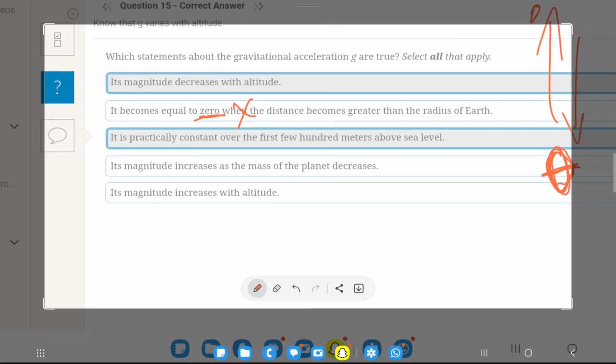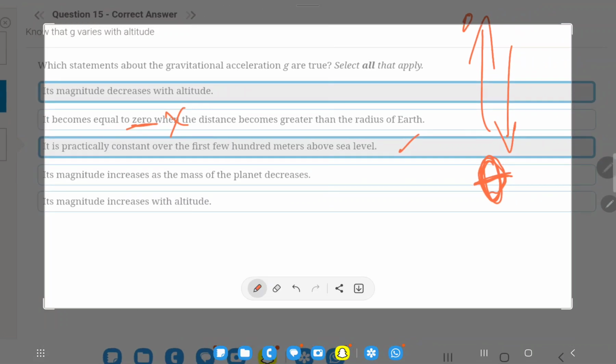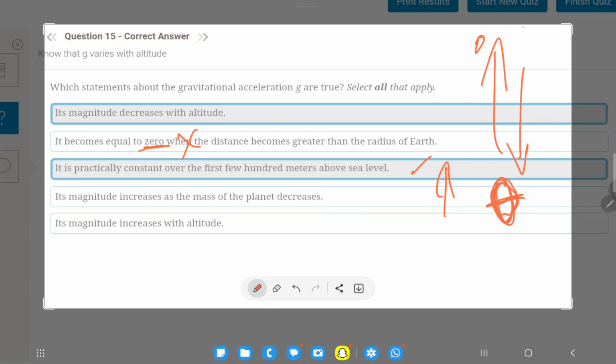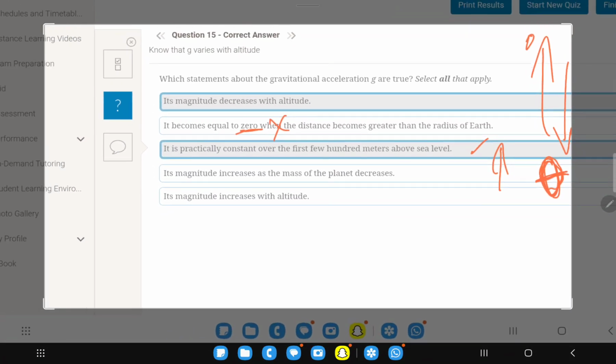It is practically constant over the few hundred meters above sea level. Yeah, it is. When you first go up a bit, you don't notice it much, but when you go a lot up, you notice it.